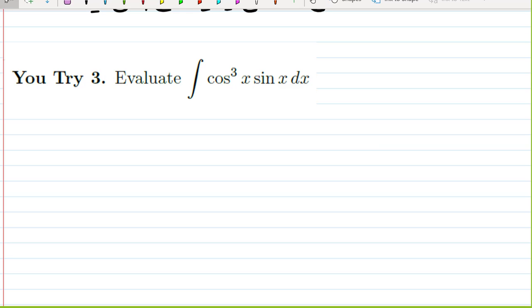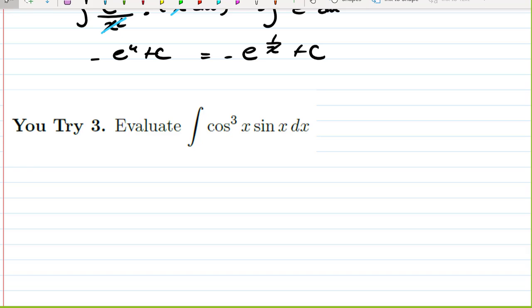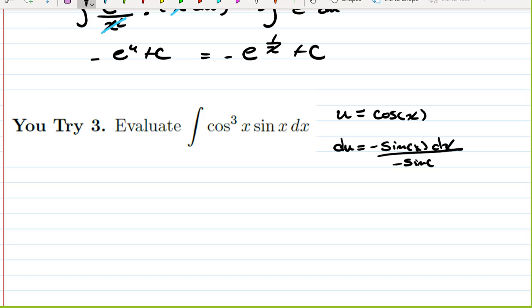All right, so for u try number 3, we need to pick our u. So we want to identify a function that is inside of some other function. In this case, we notice that the cosine is inside the cubing function. So we'll try u equals cosine x, then du is equal to negative sine x dx. And if we divide by negative sine x on both sides, we get negative du over sine x is equal to dx.